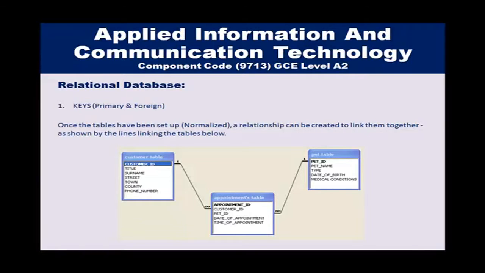If you have this information correct, you can easily normalize the tables, and it becomes easy to store and handle data. A relationship can be created to link them together as shown by the lines linking the tables below. You can see I have demonstrated three tables: the customer table, the appointments table, and the pet table. Now this is the example.